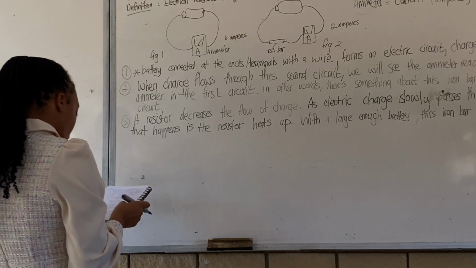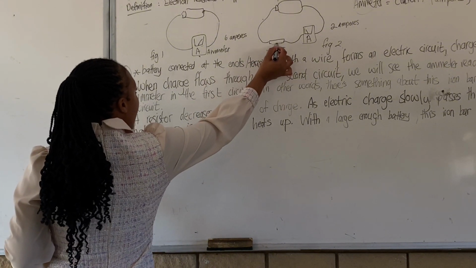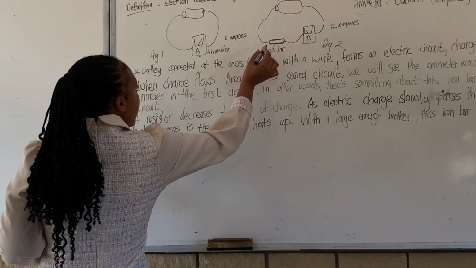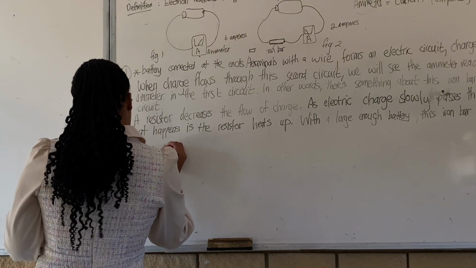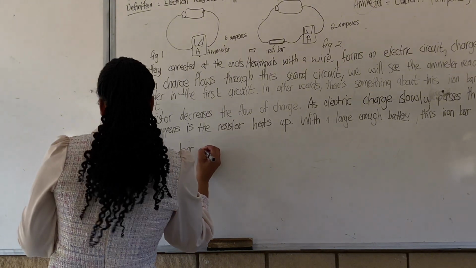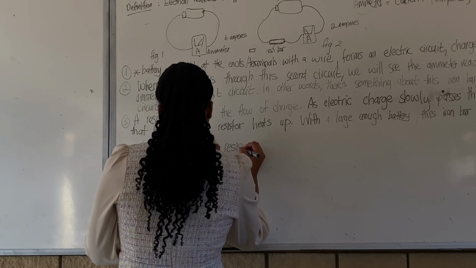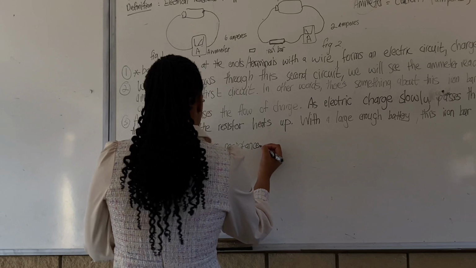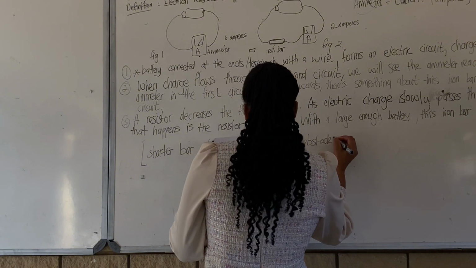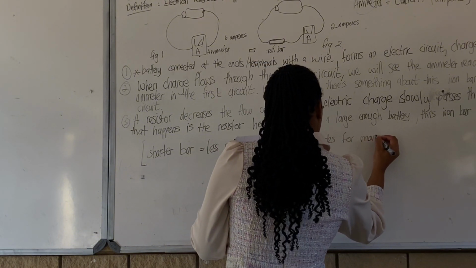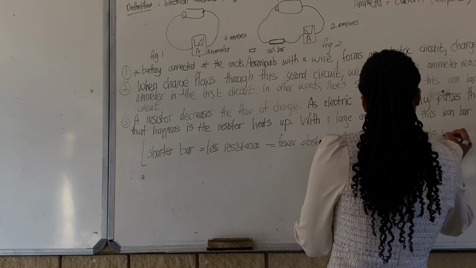Okay, something that you need to know is a shorter bar. Let's say, for example, that instead of this length, long, the iron bar is this size. So the shorter bar means less resistance, meaning fewer obstacles for moving charges to run into.